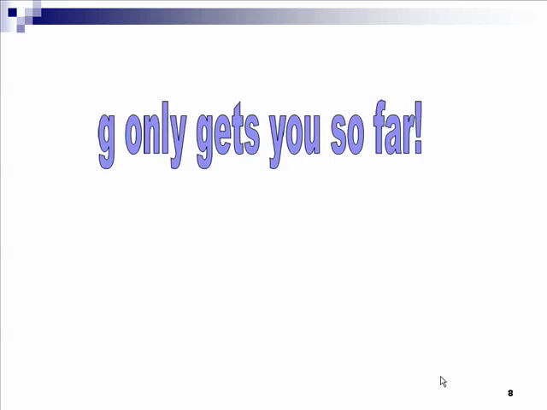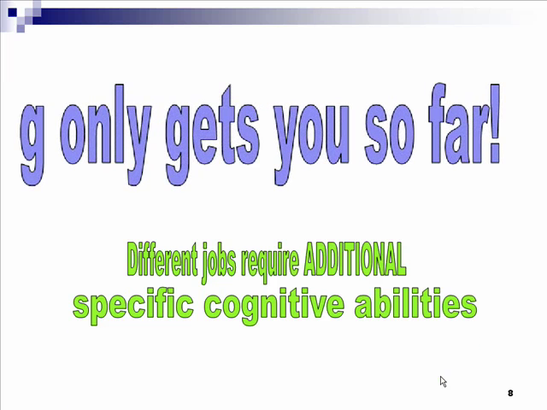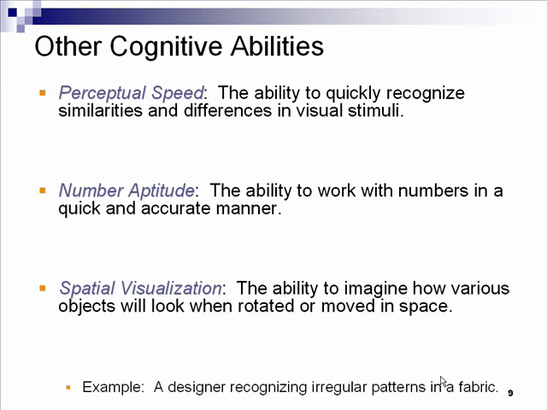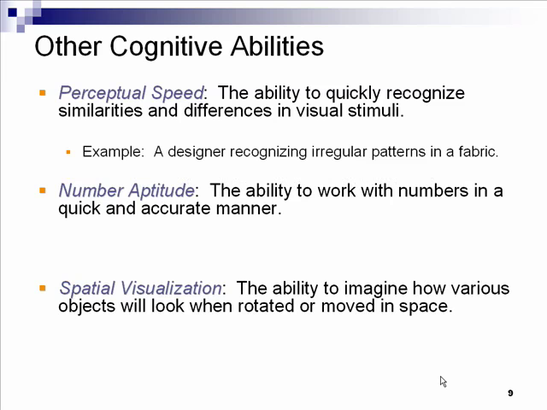So, in addition to that, you need to know that different jobs require additional specific cognitive abilities. Let's take a look at some of these different cognitive abilities. For example, there's perceptual speed, which is the ability to quickly recognize similarities and differences in visual stimuli. What kind of a job do you think would require perceptual speed? Well, a good example of that would be a designer recognizing irregular patterns in a fabric.